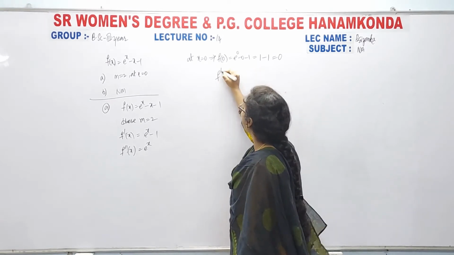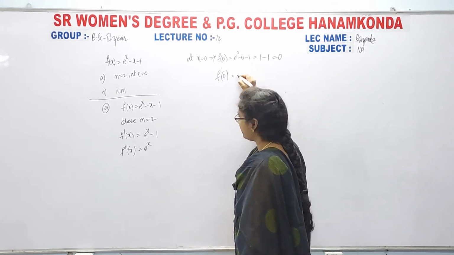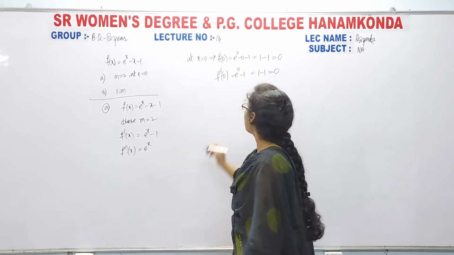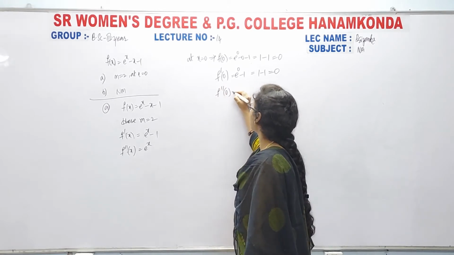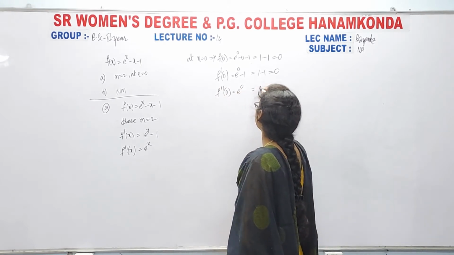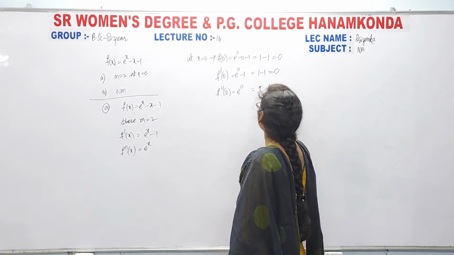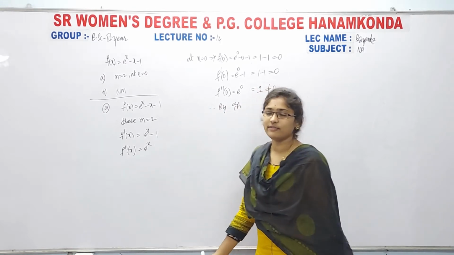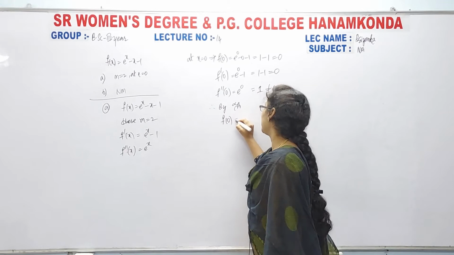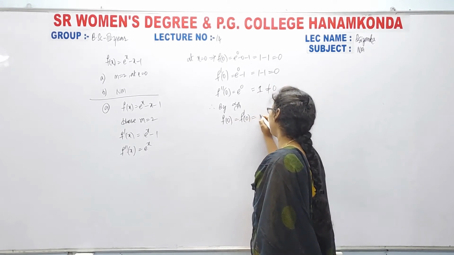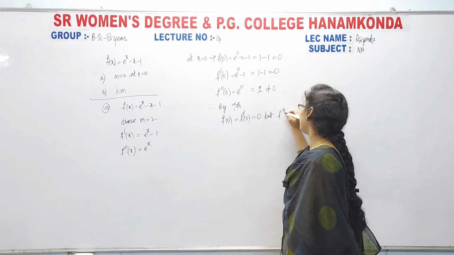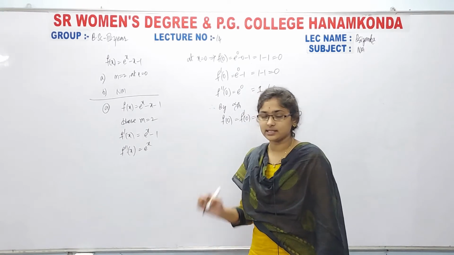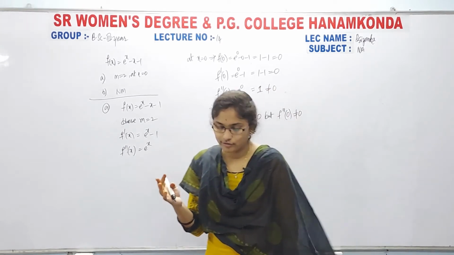Next one, f dash of 0, then e power 0 minus 1. So 1 minus 1, which is equal to 0 again. Now f double dash of 0, e power 0, that means 1, which is not equal to 0. So here by theorem, f of 0 equal to f dash of 0 is equal to 0, but f double dash of 0 is not equal to 0. They asked to show that f has a 0 of multiplicity 2.